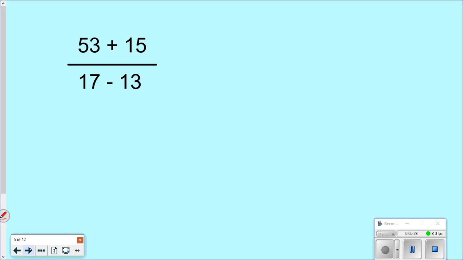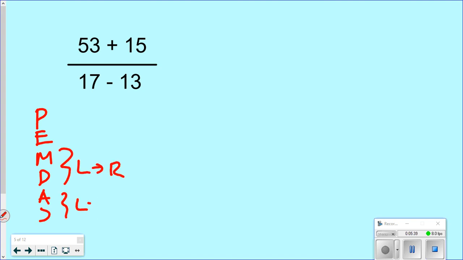Okay, this is the only time Please Excuse My Dear Aunt Sally does not work. And the reason is, let's think about it. We have parentheses, we have exponents, we have multiplication, division, addition, subtraction. This was from left to right. This is from left to right. But if I look at this, what does that line mean? Do you guys remember what that line means? I hope you said division, because those types of lines are division.